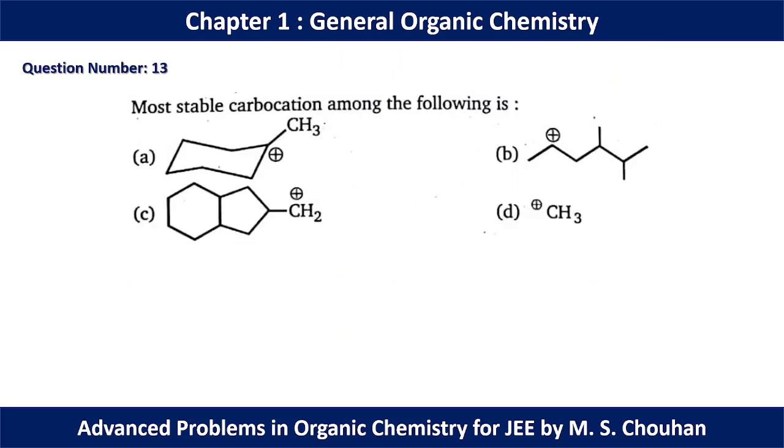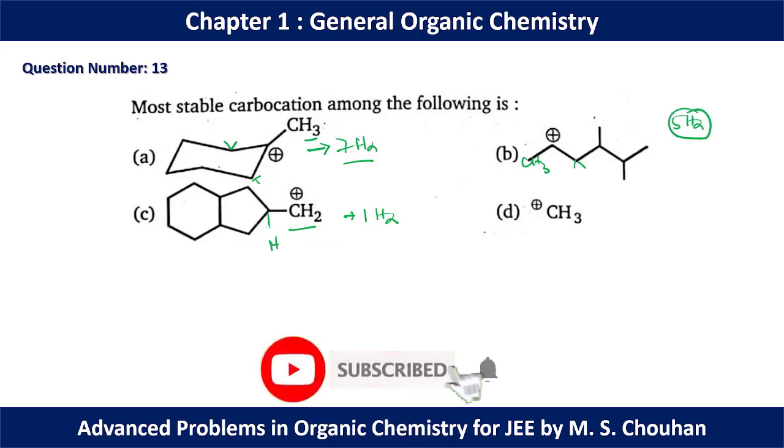In question number 13, the most stabilized carbocation among the following is. So all of the carbocations are not resonance stabilized, so we should go for the hyperconjugation. Here we have 1, 2, 3, 4, 5, 6, 7, total 7 alpha hydrogens for hyperconjugation. In this case we have only one alpha hydrogen for hyperconjugation. Here we have 1, 2, 3, 4, 5, that is 5 alpha hydrogens for hyperconjugation. So in the first molecule we have the most number of alpha hydrogens which can show 7 hyperconjugative structures. That's why for question number 13, option A should be the correct option.